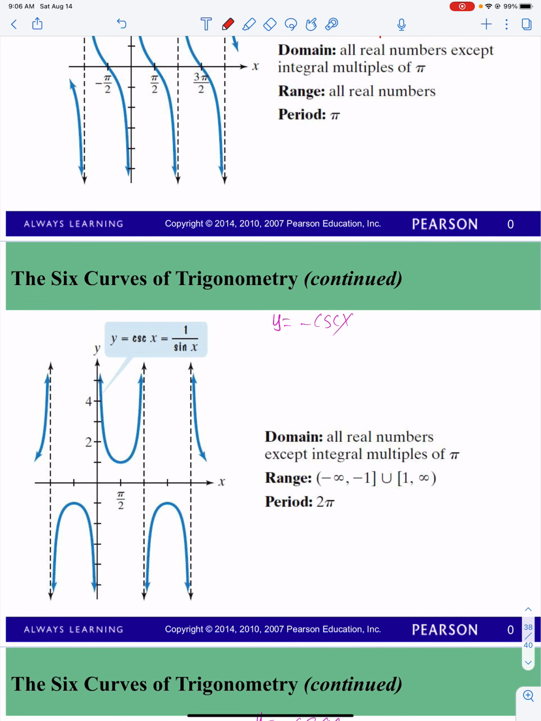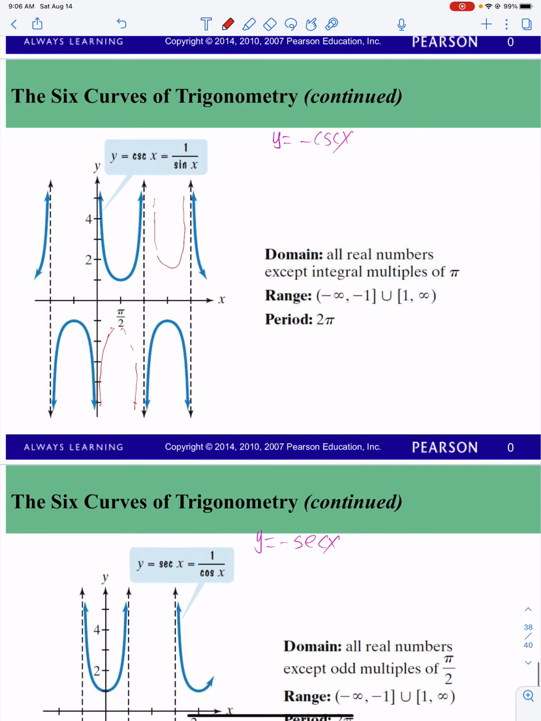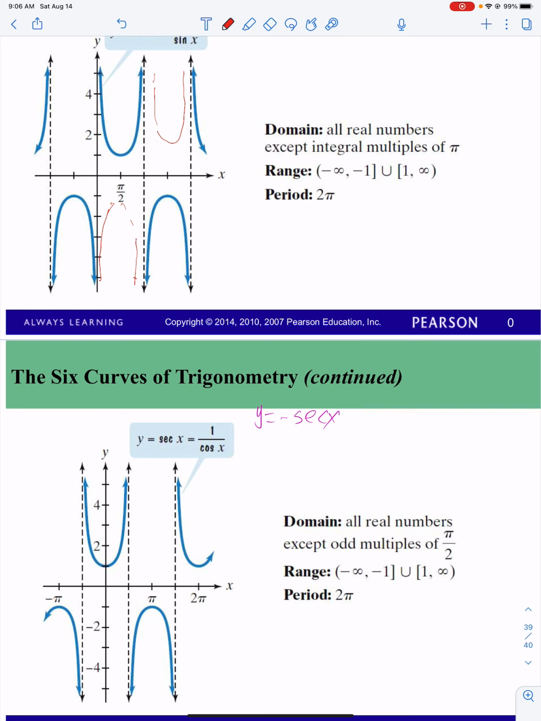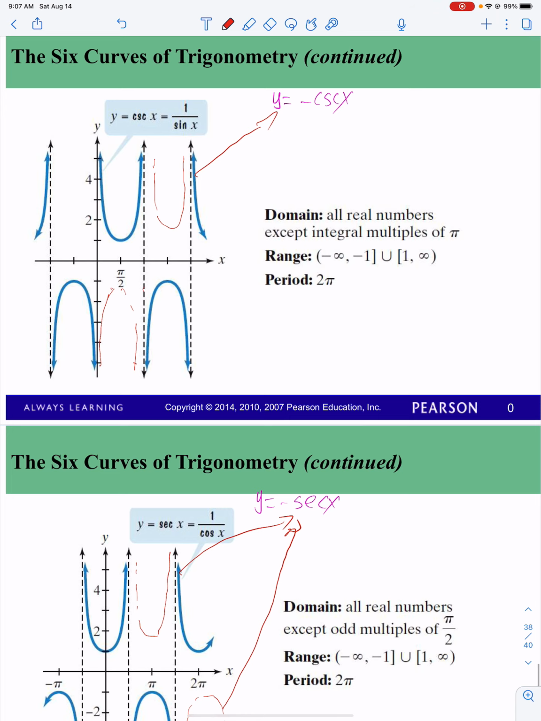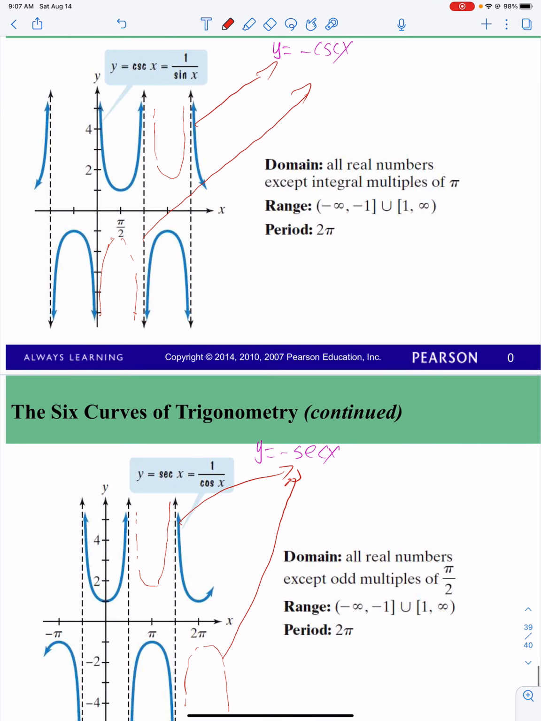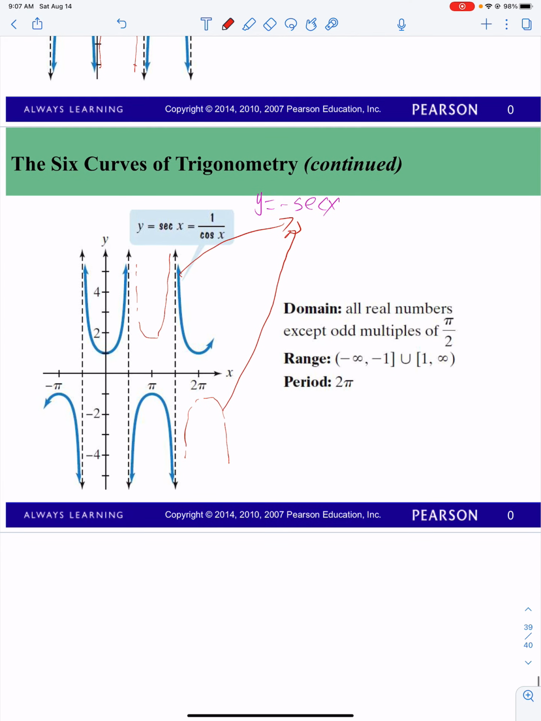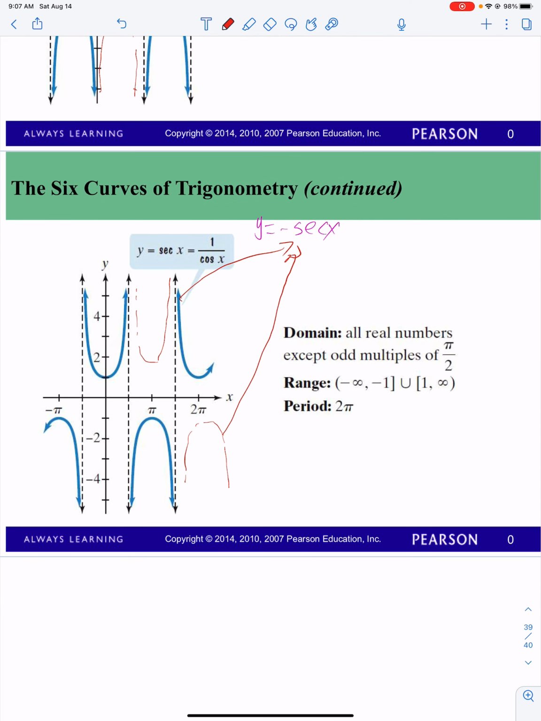For the negative cosecant, I will not draw it here, it's too much. You with me? It will be a flip over. Okay, flip over. And similarly, the negative secant will be a flip over. You guys use the same technique. Just be careful. Okay, so that's the sketch of the graphs.